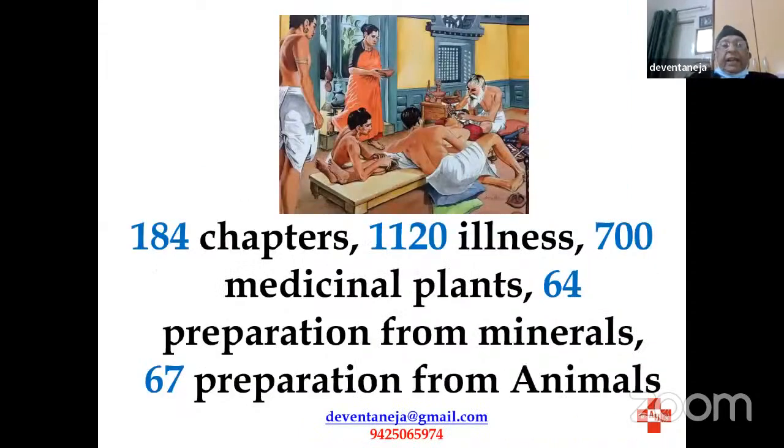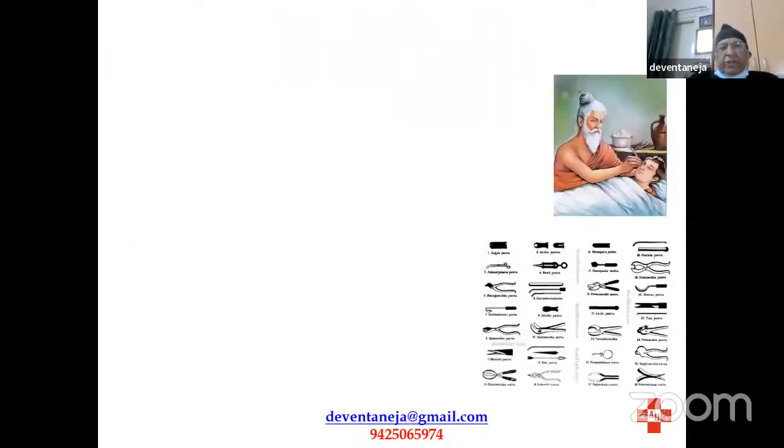This is very interesting. The Sushruta Samhita has 184 chapters, 1,120 illnesses, 70 medicinal plants, 64 preparations from minerals, and 67 preparations from animals. The Sushruta Samhita has been translated from Sanskrit into English by an Ayurvedic professor from Banaras University, Professor Singhal. I read his book, very interesting, from where I got all this information.